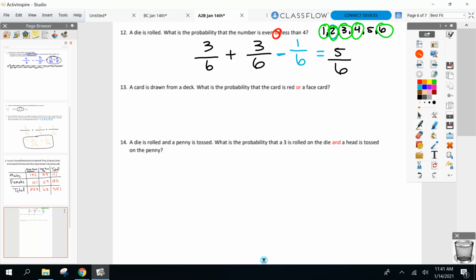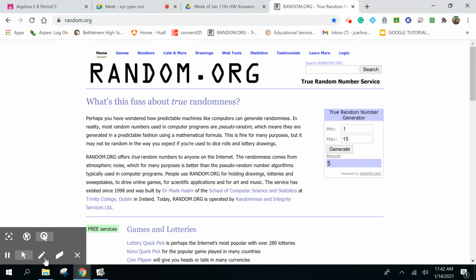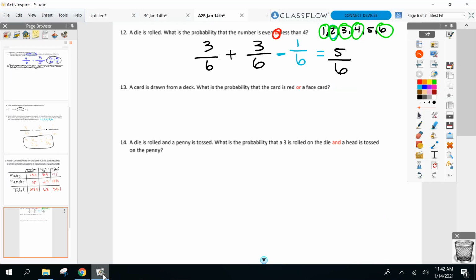So a die is rolled and a penny is tossed. Probability that you roll a 3 on the die and a head is tossed on the penny. Okay, how many events are happening here? How many events? Sophia, how many events are occurring here? 2. There, good job. Rolling of a die, tossing of a penny.